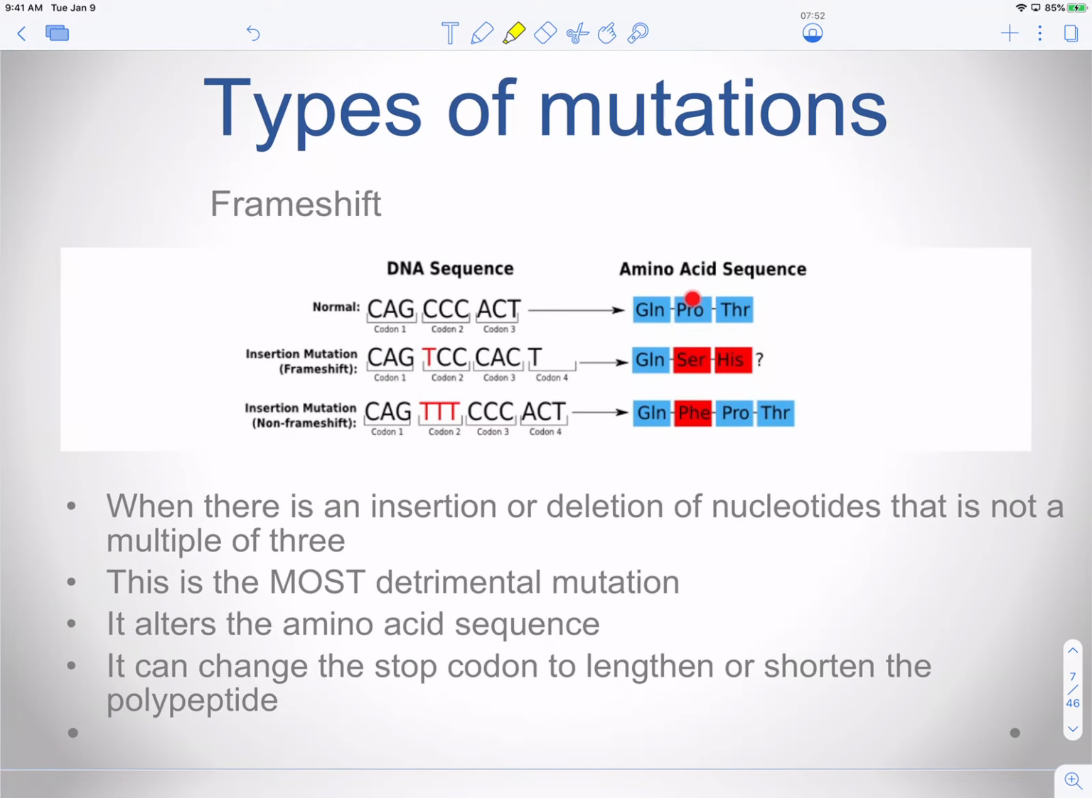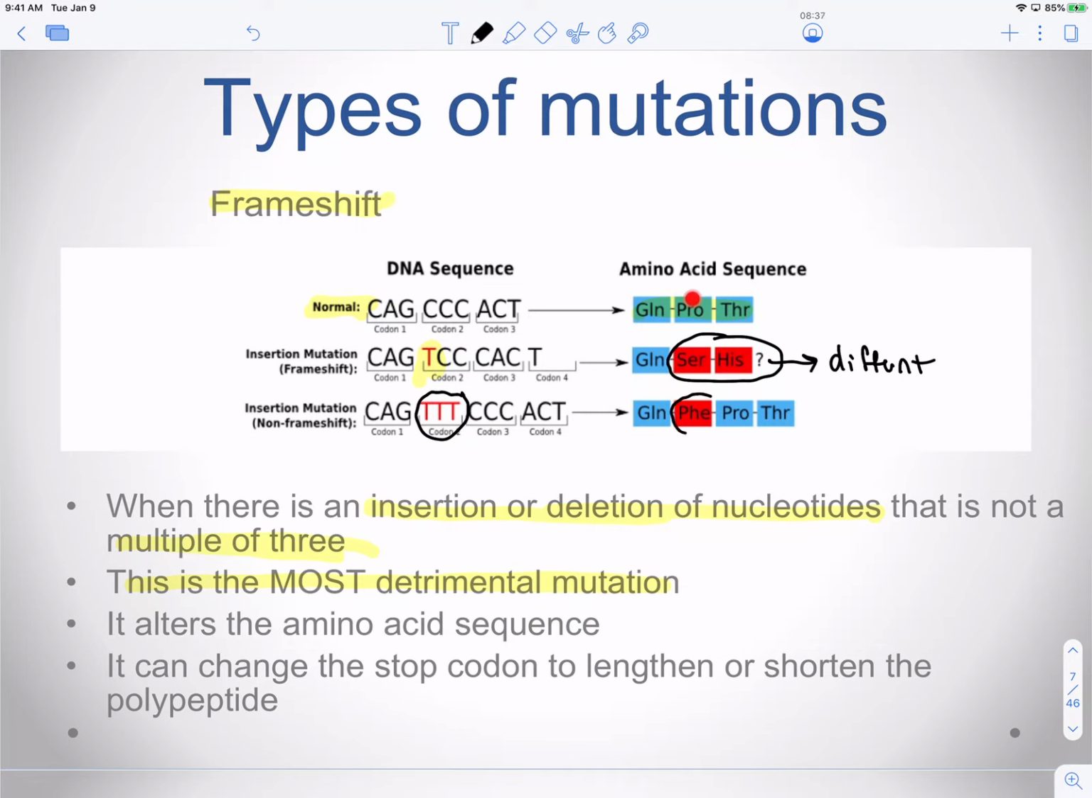Another type of mutation is a frame shift mutation. A frame shift mutation is when you get an insertion or deletion of nucleotides that's not in multiples of 3. And this is the most detrimental mutation. So here you can see the normal gene, and you get the normal amino acid sequence shown here. You insert one nucleotide, and that shifts the frame. So now these last 2 amino acids are different, and this will lead to a different sequence downstream as well.